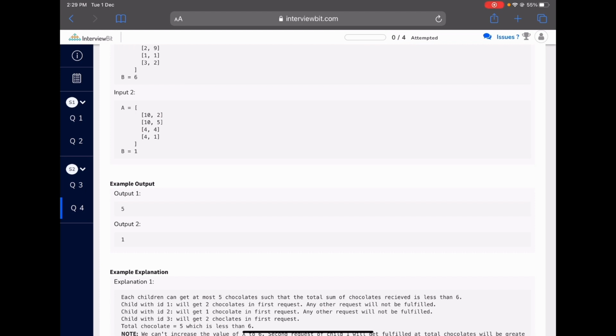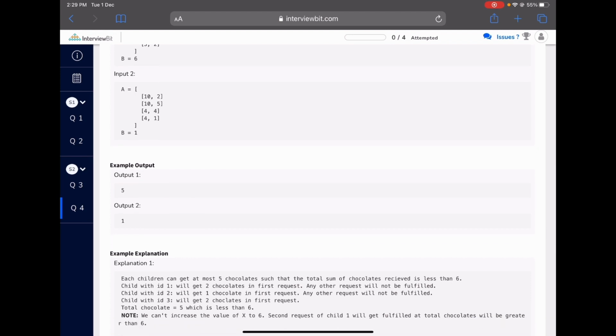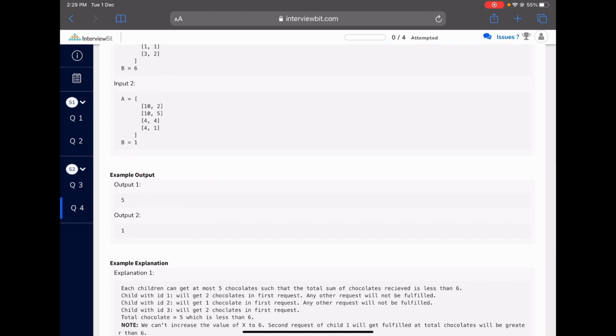Total chocolates requested by all the children will be 2 plus 1 plus 2, which is 5, which is less than or equal to 6. So 5 is the answer. We cannot increase the value to 6 because when we increase X to 6, the second request of child 1, which was 4, will be served because 2 plus 4 is 6, which is less than or equal to 6. And in that case, the total chocolates requested by all children would have been 6 plus 1 plus 2, that is 9, which is greater than 6. So the answer is 5 for this case.